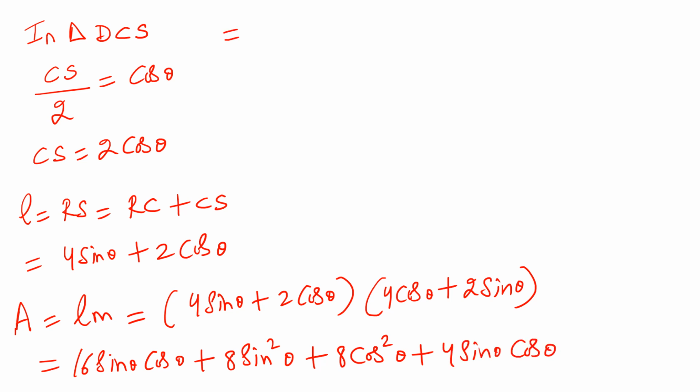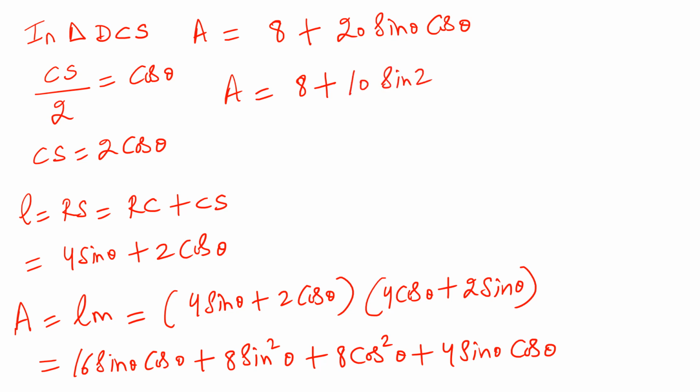Now we know that sin square theta plus cos square theta is equal to 1. So 8 sin square theta plus 8 cos square theta becomes just 8. And the value of A becomes 8 plus 20 sin theta cos theta. Right? Now, this can further be written as 8 plus 10 into sin 2 theta. Why? Because we know that 2 sin theta cos theta is equal to sin 2 theta.